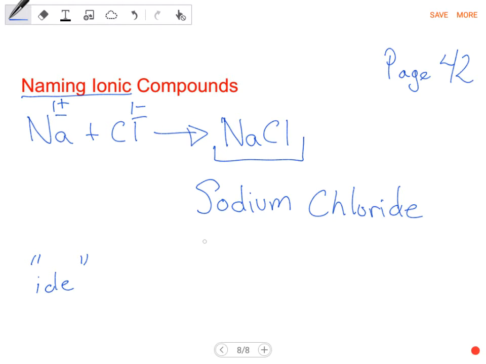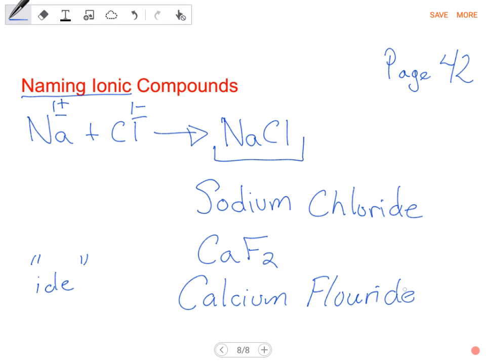If I had, let's do another one really quick. Let's pretend I had calcium coming together with fluorine. I would leave the front, so we have calcium. I wouldn't say calcium fluorine, I'd say calcium fluoride. It's very important that you know this because the naming of ionic compounds is quite straightforward and simple.